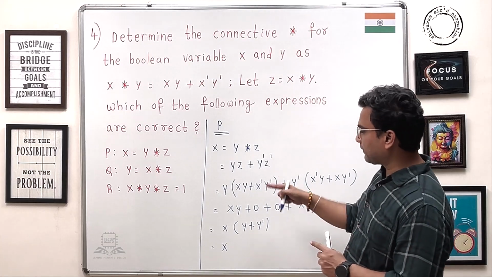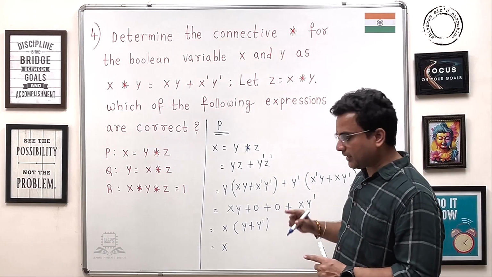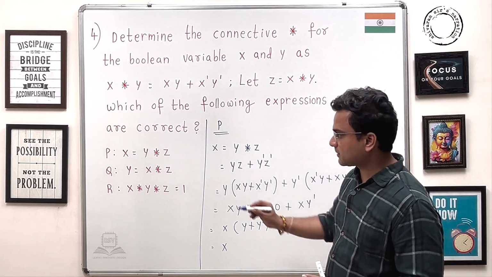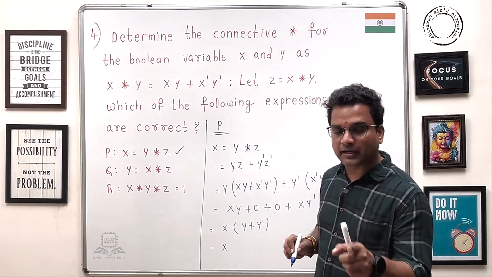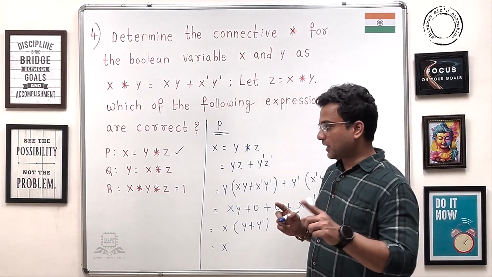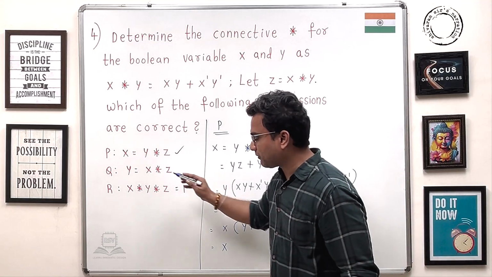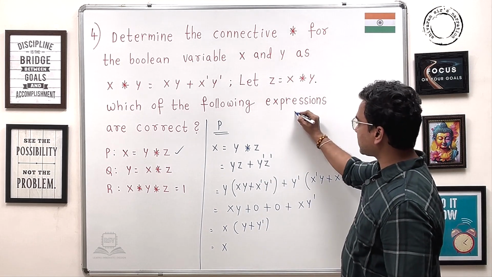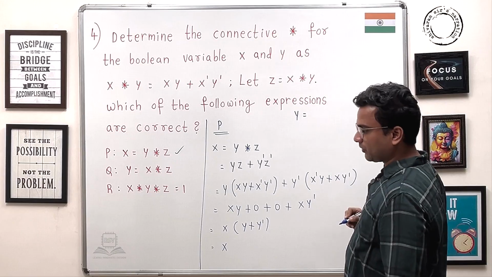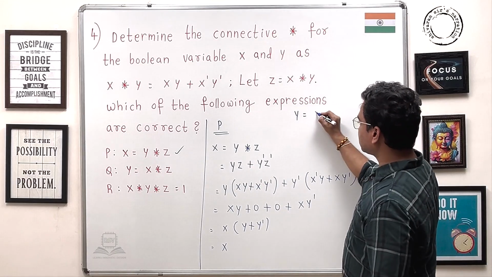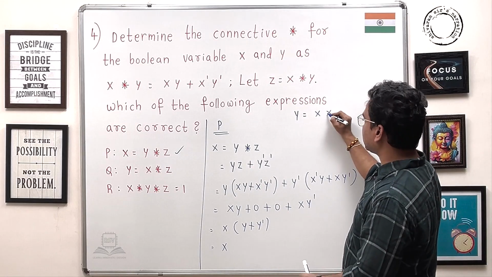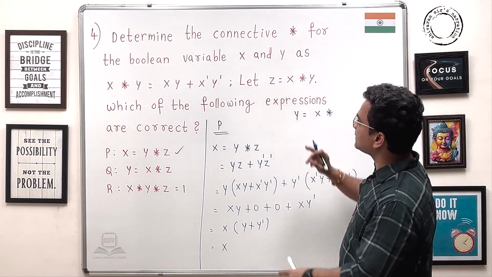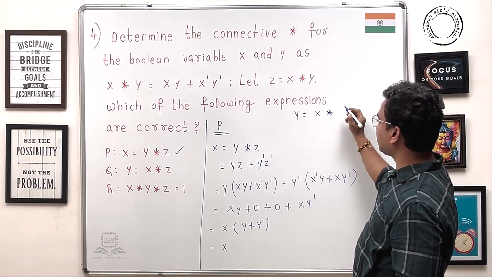Hence this statement, whatever y asterisk z is, is x only. Yes, true. LHS and RHS are equal. Now let us take the second one, y is equal to x asterisk z. Let's take this y now. Guys, here x asterisk z. What is z guys? x asterisk y only.